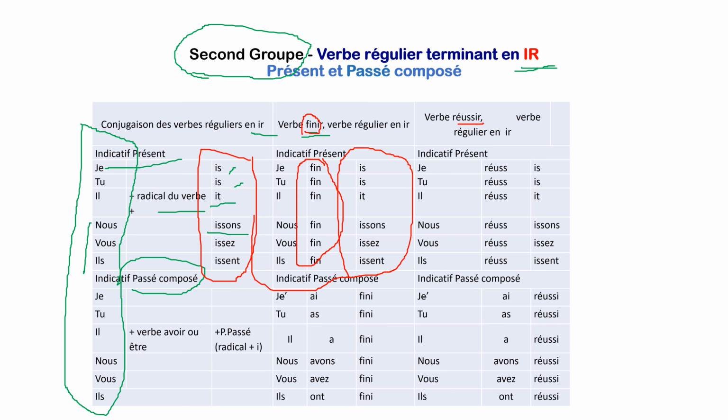If we take the verb réussir ending in IR, we do the same process. We take the root of the verb réussir, we put it here, and we take the ending, we plug it here. J'ai réussi, tu réussis, il réussit, nous réussissons, vous réussissez, ils réussissent.